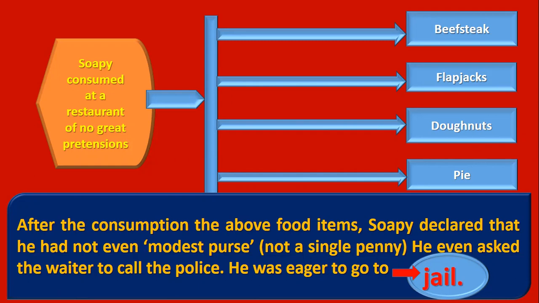See, after consuming the above food items, Sophie declared that he had no even modest purse, that is, not a single penny, and he even asked the waiter to call the police. He was eager to go to jail. He declared it himself. But what happened? His third attempt also failed.